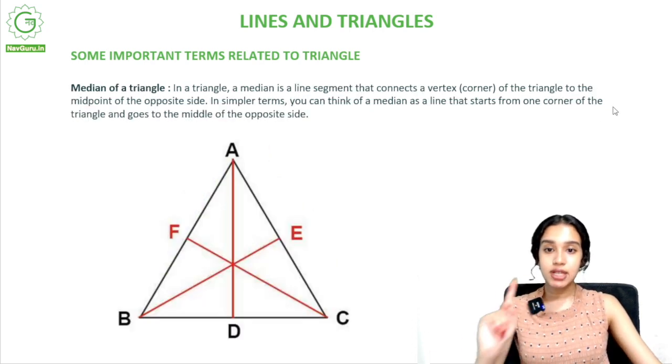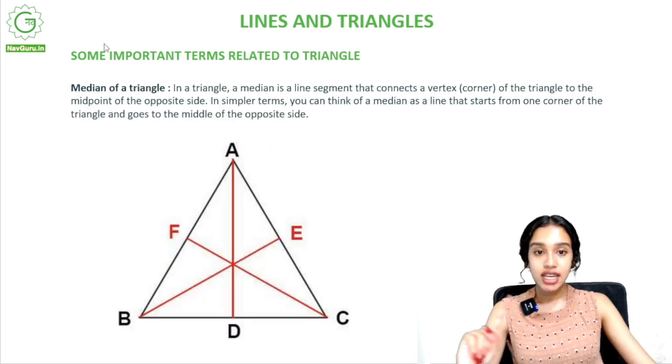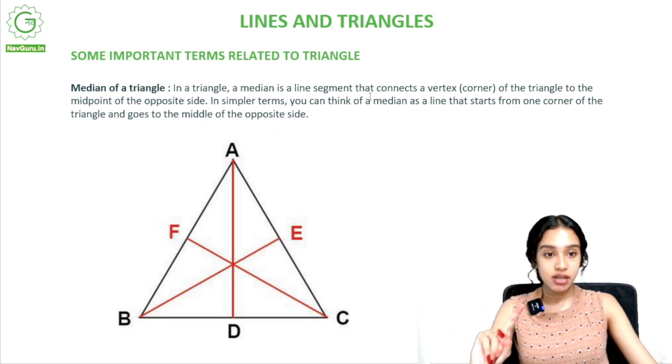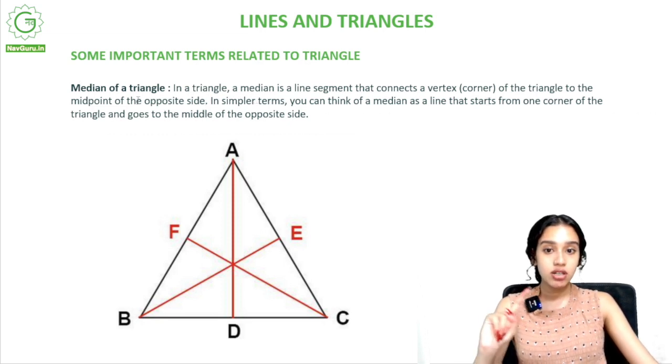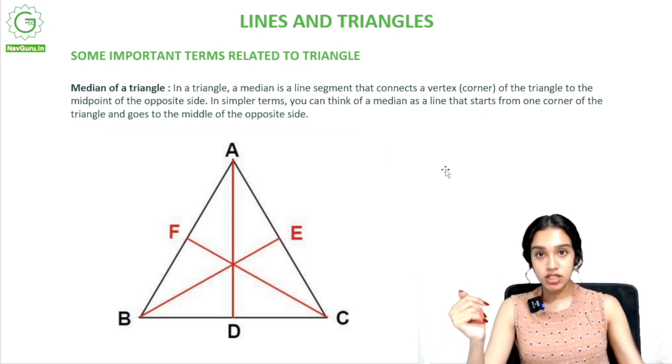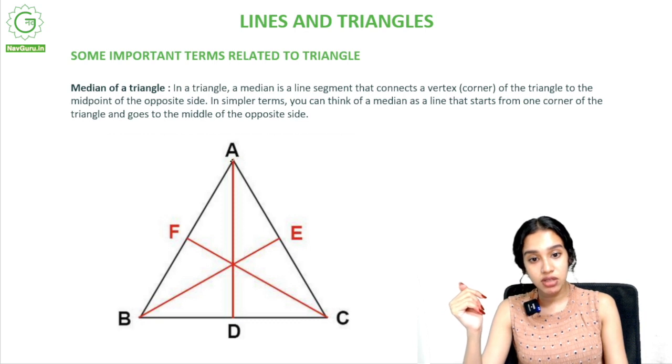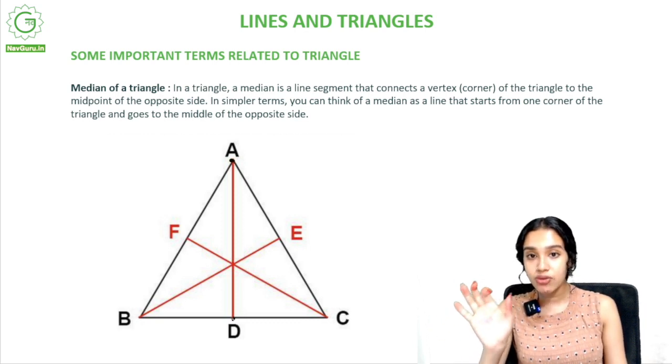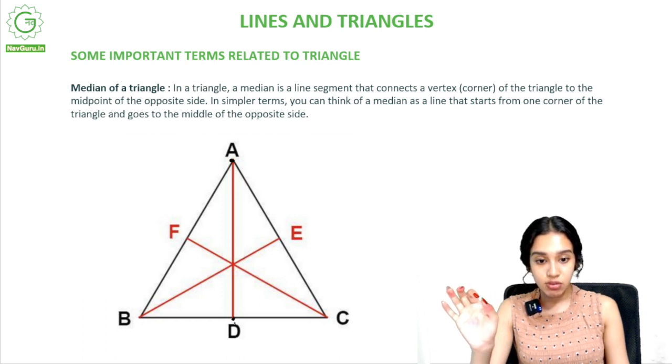Now we have something called the median of the triangle. In a triangle, a median is a line segment that connects a vertex of the triangle to the midpoint of the opposite side. In simpler terms, you can think of a median as a line that starts from one corner of a triangle and goes to the middle of the opposite side. So when we were talking about altitude, we just said that it starts from this corner and it connects the middle point of the other side, right?